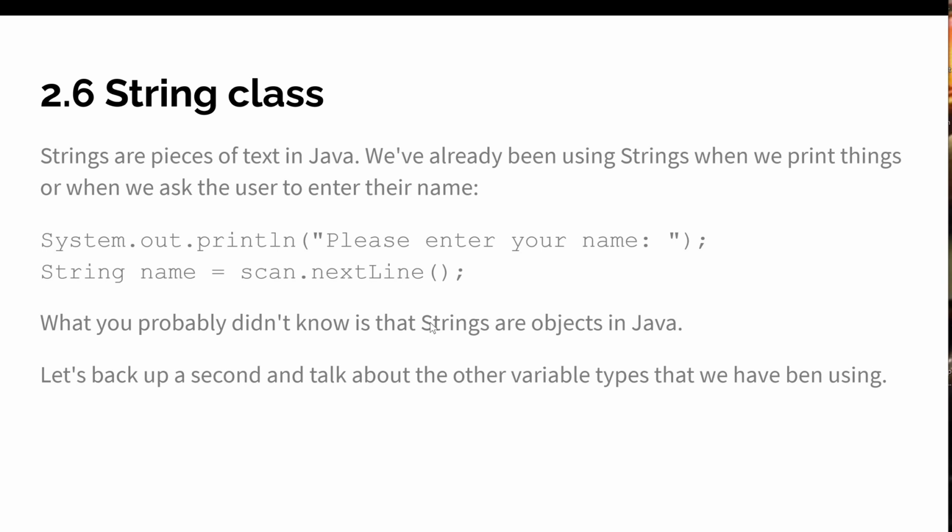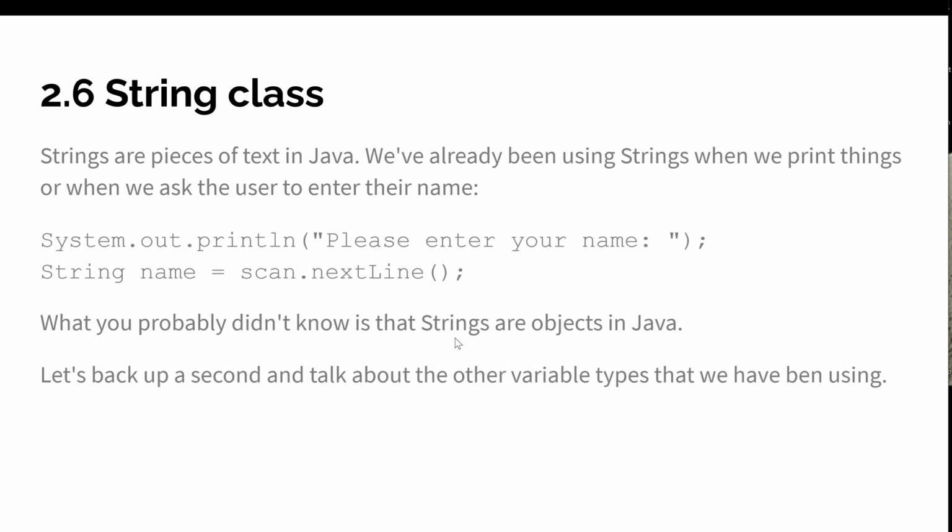All right, strings. So strings are pieces of text in Java, and we've already been using strings when we printed things or when we asked the user to enter their name, for example. So here's a line where we're printing a string, and here's a line where we're creating a string while we're asking the user to enter something. What you probably didn't know is that strings are objects in Java.